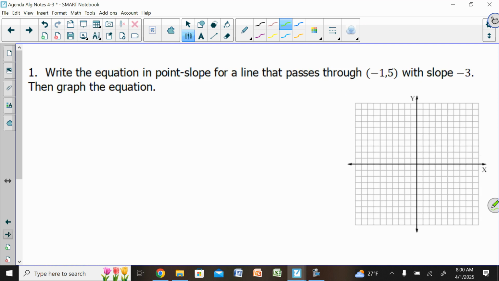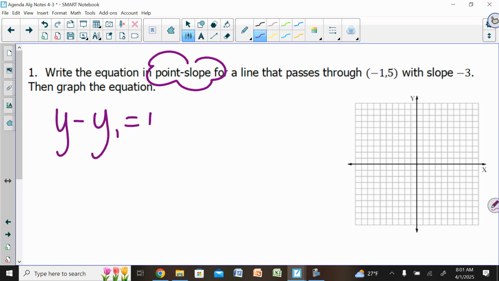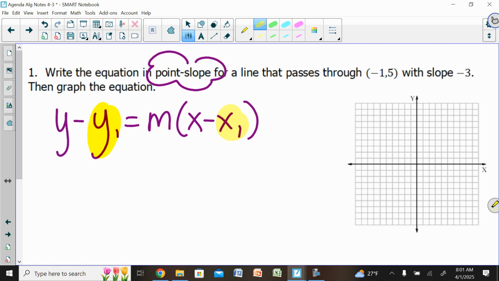So let's say I've got a problem. It says, write the equation in point-slope form for a line that passes through -1, 5 with a slope of -3. Then graph the equation. Well, honestly, let's do this one according to the directions. Let's do the next one where we switch it up. So it says to write the equation in point-slope form. So that means I need to know that I'm using this formula. And I need to also be very aware that I'm going to need to put a point in and I'm going to need to put my slope in. Well, it tells me all of that, right?